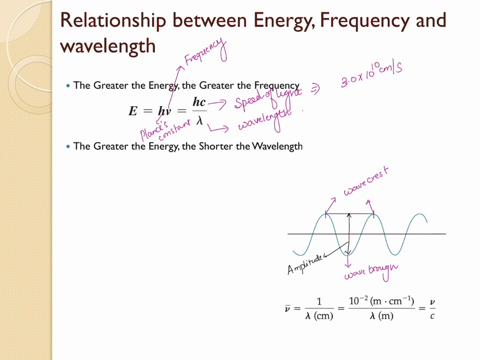The wavelength can be defined as the distance between two consecutive wave crests. So this distance right here is called wavelength. And frequency is defined as the number of wave crests that pass by a given point in 1 second.